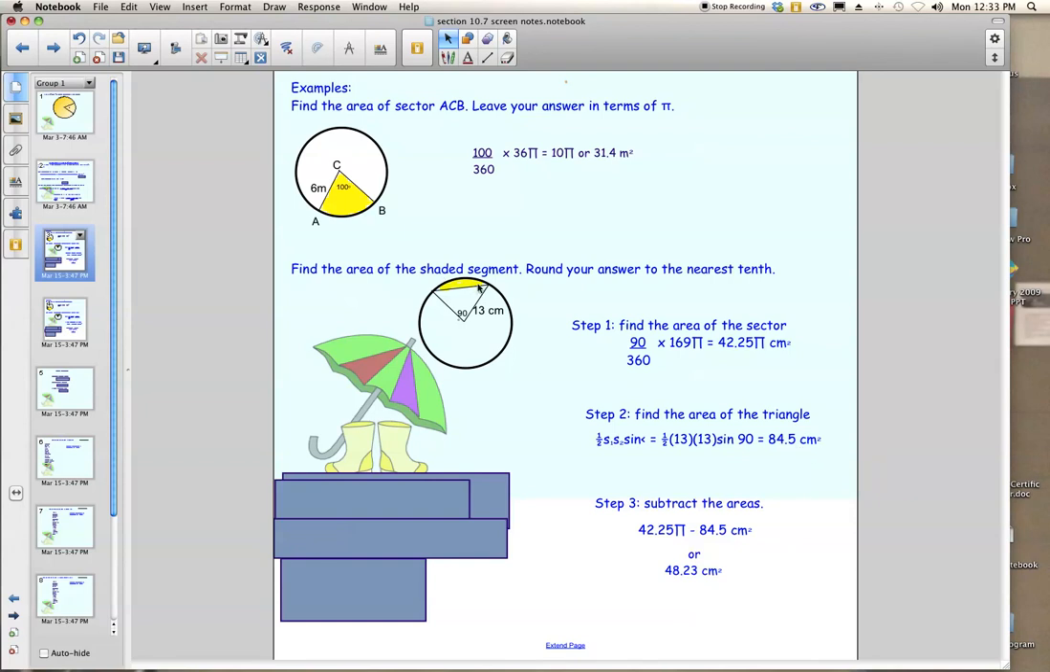So to find the area of this little bit, I'll take the area of my entire sector, which is 42.25 pi, and minus off the area of my triangle, which is 84.5, and that would be the exact answer, because this one has pi and this one doesn't. I can't put them together. Or if I was going to round to the nearest tenth, I would multiply these together and then minus off the 84.5, which gives me 48.23 square centimeters. Those are the two kinds of problems that you're going to see today using the area formula for circles.